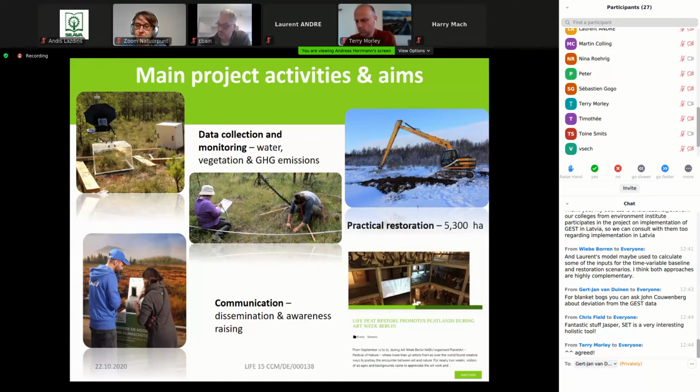In practice, we restored 5,300 hectares. It's the main goal, and the most part of the budget. Then the EC comes to us and asks how much greenhouse gas we save with this restoration. We wrote in the proposal that we want to use also the GEST approach. And the EC said, okay, the GEST approach is good, but you also have to measure greenhouse gases, without much more money. So that's our initial stage.